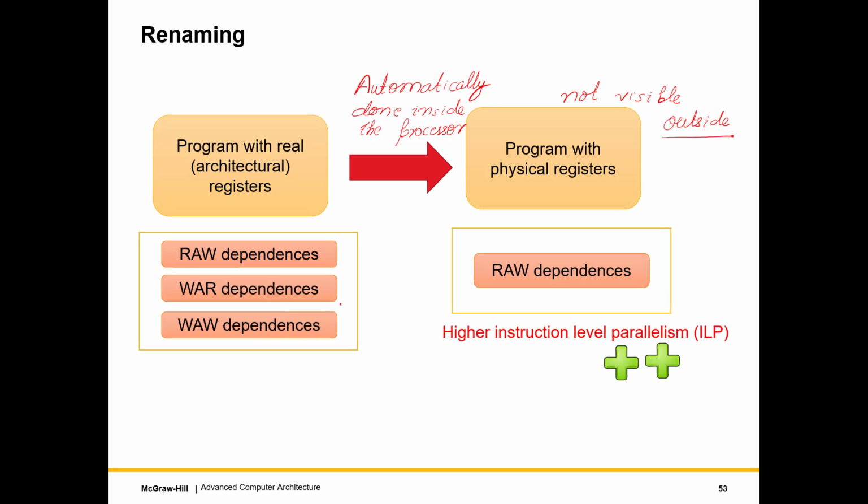And of course, as you can see, the fewer the dependencies, the higher the instruction level parallelism, the ILP. Since we reduce the number of dependencies, we have exposed more instruction level parallelism, which is something that the processor can use to find more independent and parallel instructions that can be issued at the same time.